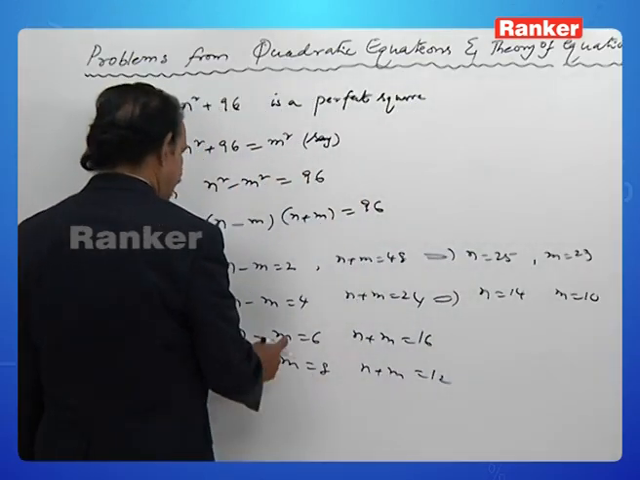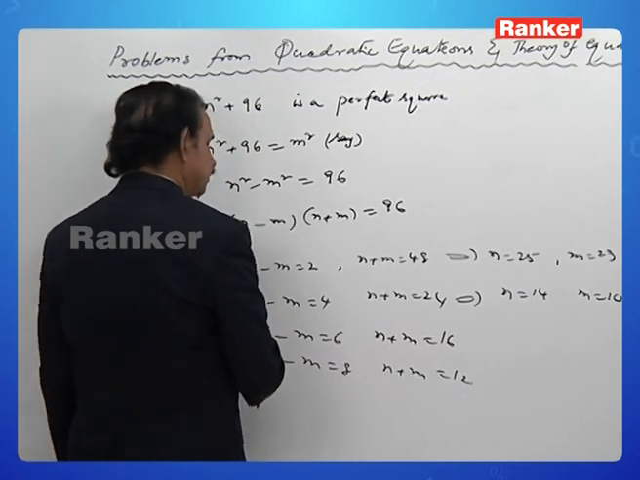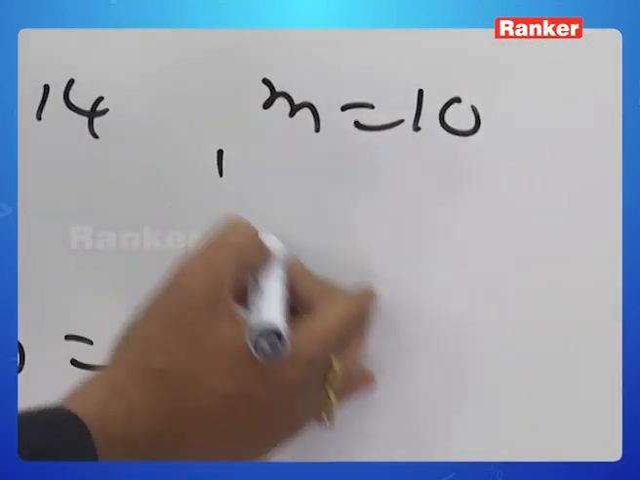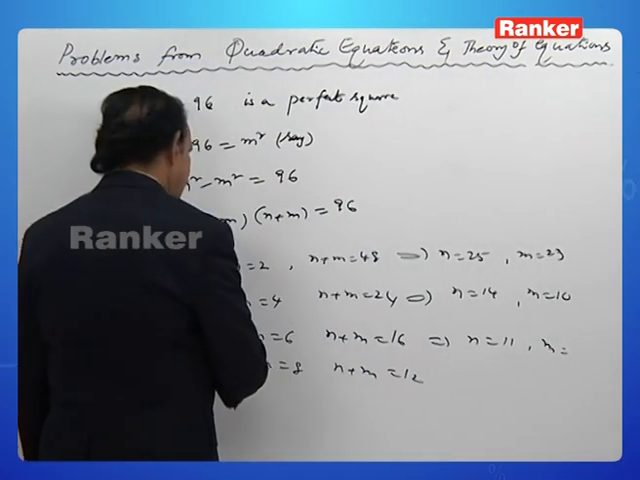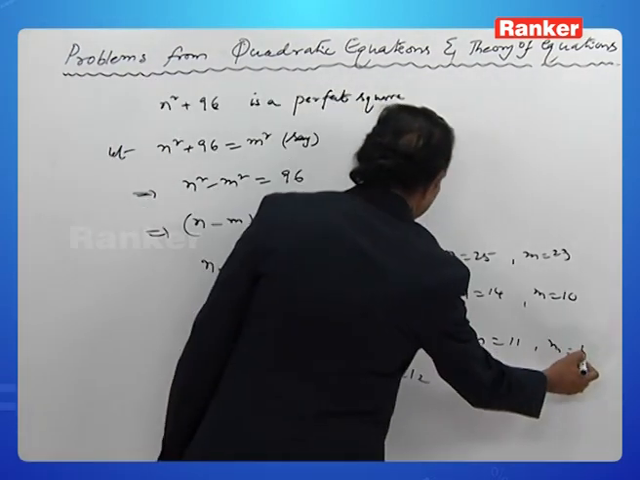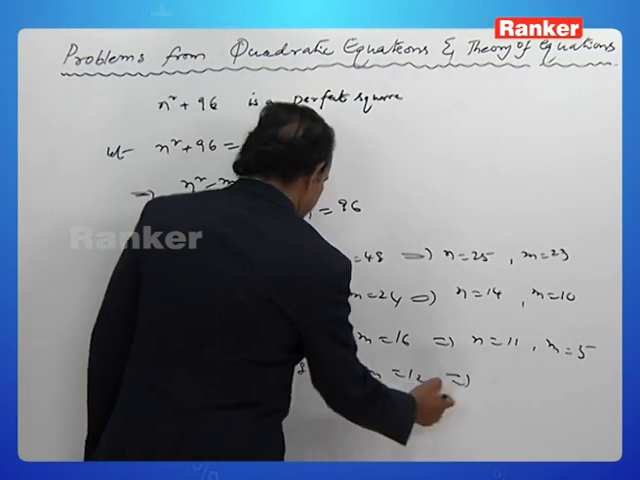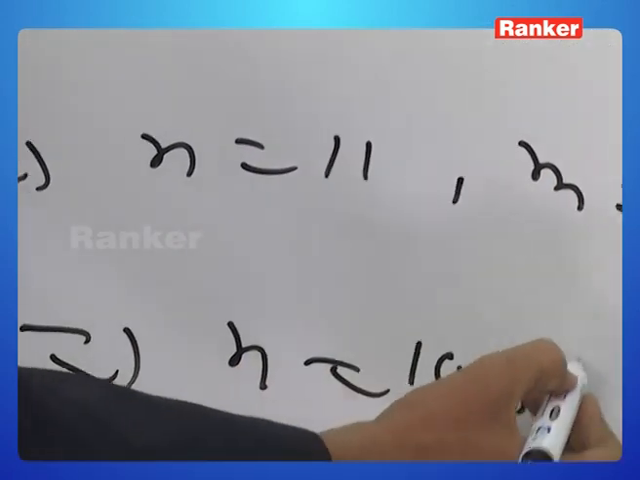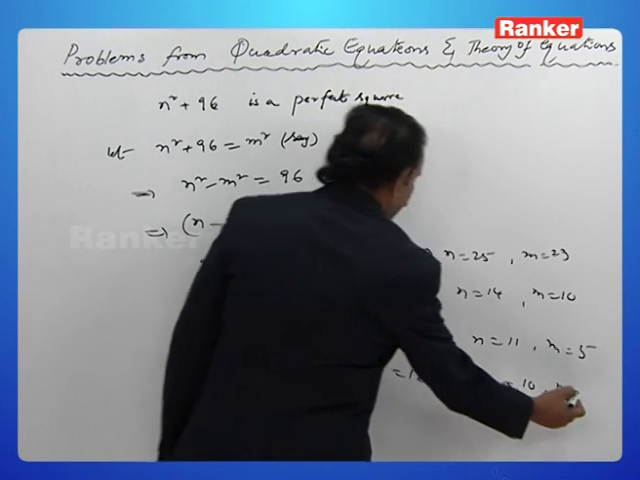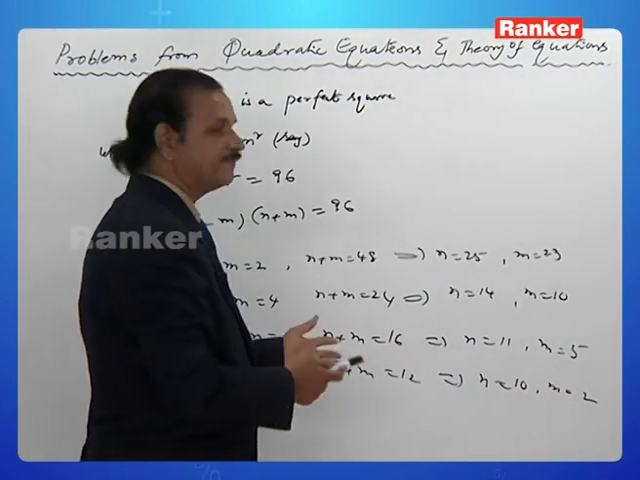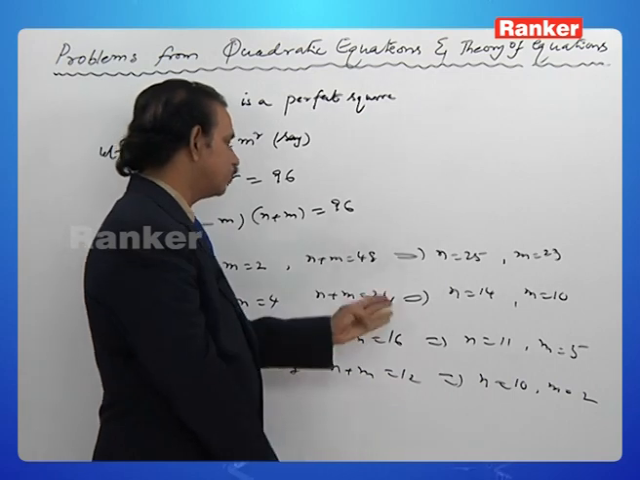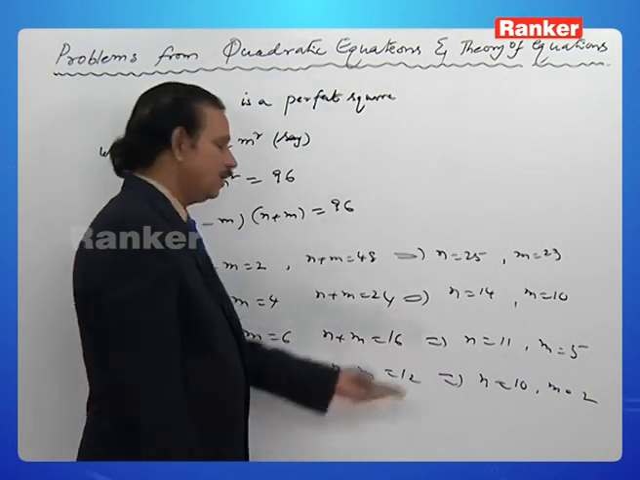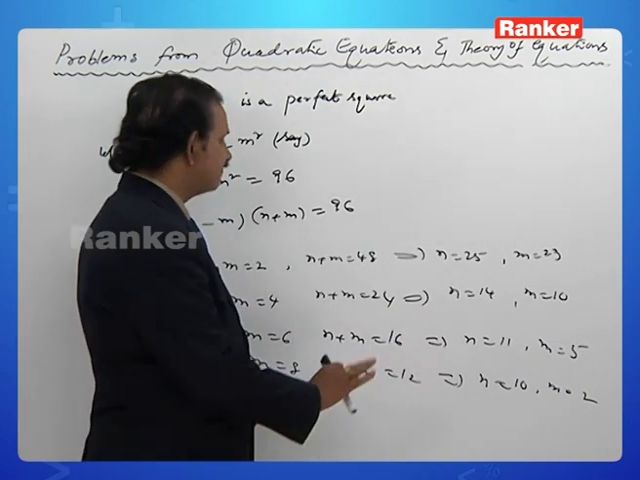Here what happens? 16 plus 6 is 22. So 2n is 22. So n is 11. N is 11, so m is 11 minus 6, that is 5. At the last case, if you add these two, 2n is 20. So n is 10, and m is therefore 2. Therefore, the possible combinations of n and m are 25, 23; 14, 10; 11, 5; 10, 2. That's all. If you proceed further, m may become negative. So, these are the 4 options.